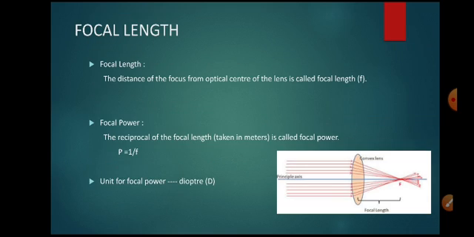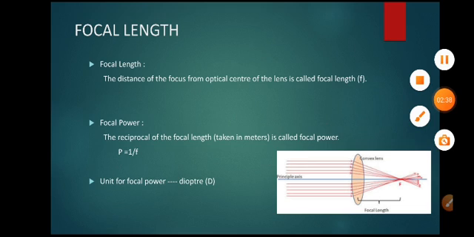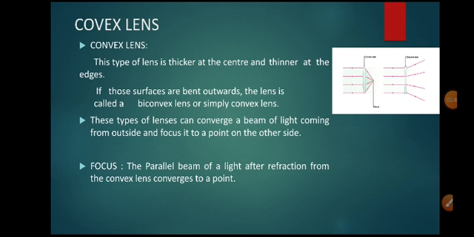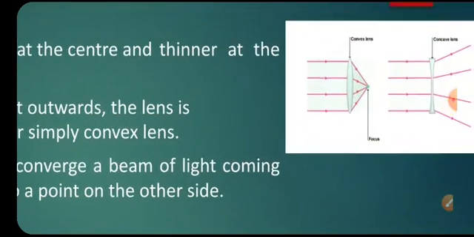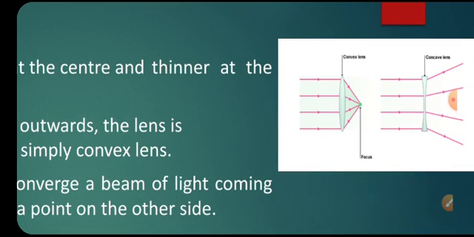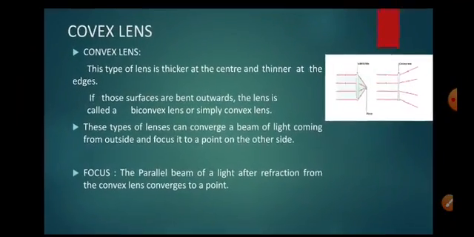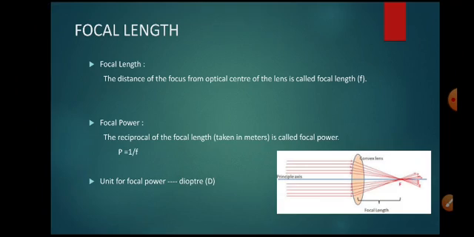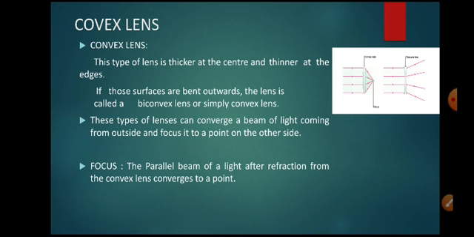So what is the focal length here? See, in the convex lens, all the light rays focus at a single point. That point is called a focus. The distance between this convex lens and the focus is called the focal length. The distance from the lens to the focal point, the focus, is called the focal length.